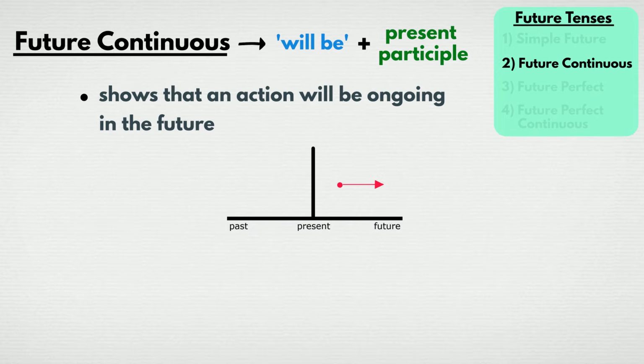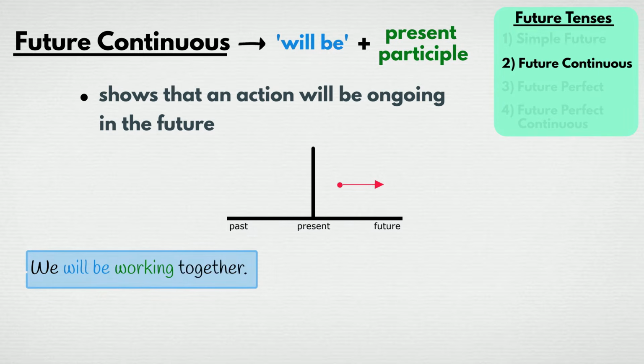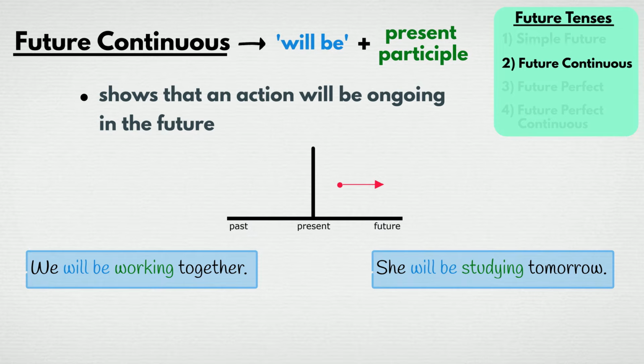For example, we will be working together, and she will be studying tomorrow. The actions work and study will happen over a period of time. The use of future continuous shows that both actions will begin in the future and be ongoing.